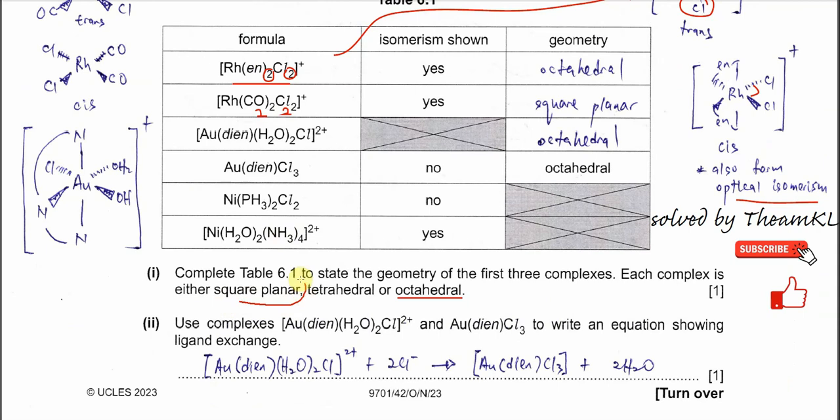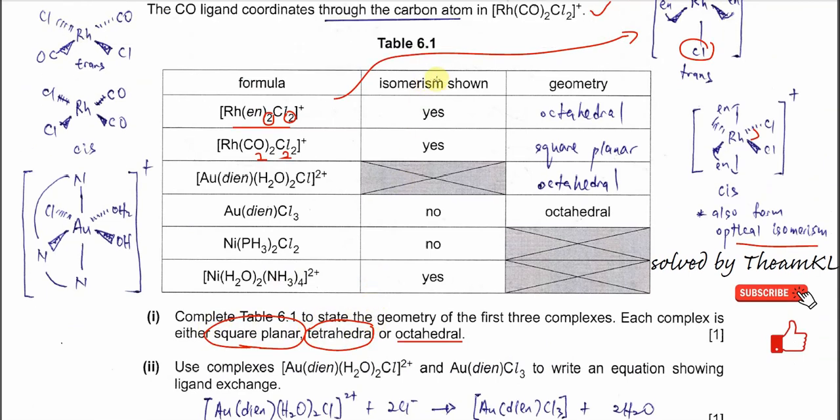With coordination number 4, it can just be square planar or tetrahedral. Because in this table, it's already told you isomerism shown, which means it can form cis-trans, or we call it geometric, and optical isomerism. So since this one has 4 coordination number and can show this isomerism, we are quite sure this complex ion is square planar.